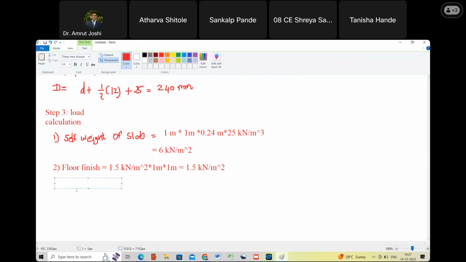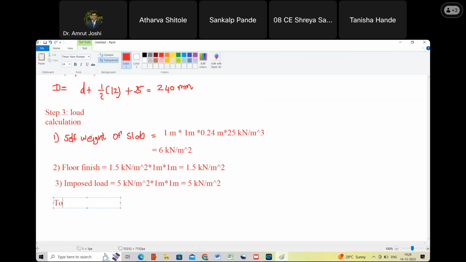What is the third load? It is imposed load or live load. So how much is imposed load? It is 5 kilonewton per meter square multiplied by 1 meter multiplied by 1 meter, which is equal to 5 kilonewton per meter square. Are you with me? Yes, sir.